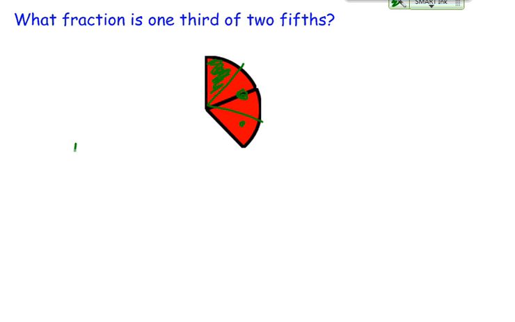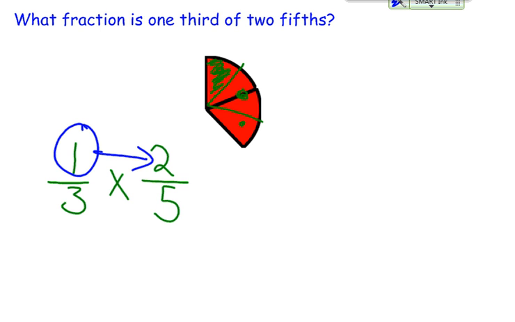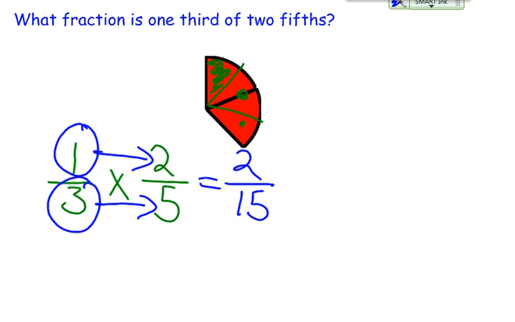So we're going to set that up. We're going to do 1/3 of, which means multiply, 2/5. The process says numerator times the numerator, which gives us 1 times 2, and then denominator times the denominator, which gives us 15. And so in the end, 2/15 becomes our answer for this problem.